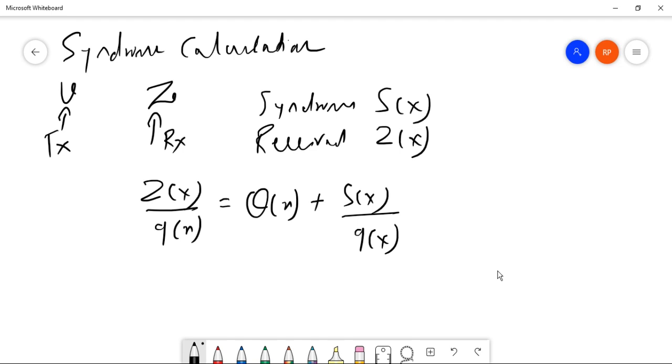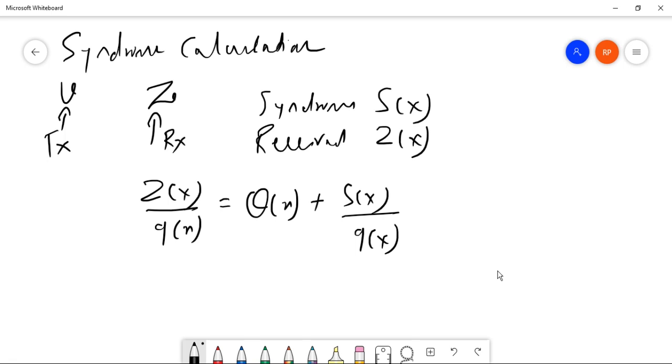So Z of X, the received one, divided by G of X gives Q of X plus the remainder S of X divided by G of X. What is Q of X? Q of X is nothing but the quotient. After the division, whatever quotient we get is indicated by Q of X.